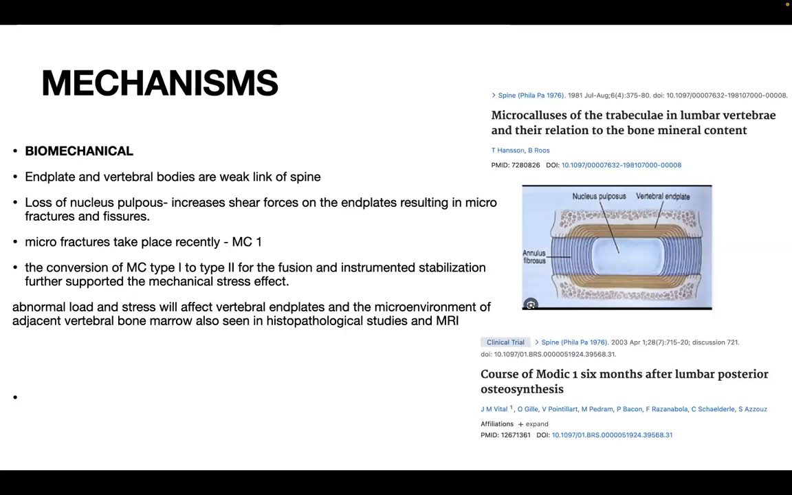This theory is also supported by the fact that the conversion of Modic changes type 1 to type 2 after fusion and instrumented stabilization further supports the mechanical stress theory. So basically, the biomechanical theory states that an abnormal load and stress will affect the vertebral end plates and the microenvironment of the adjacent vertebra. This is also confirmed by histopathological studies and the MRI done.